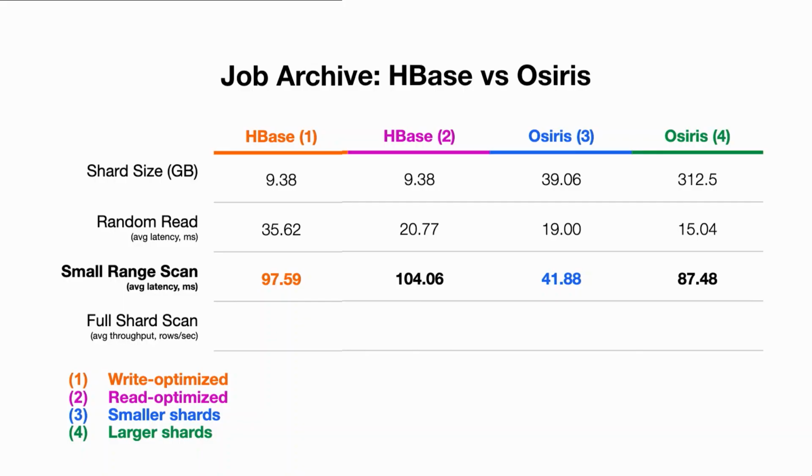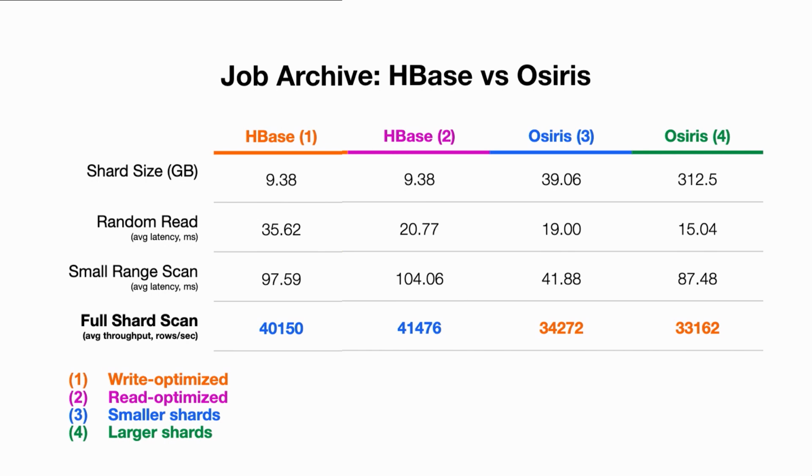Whereas in Osiris, because we are able to get that trade-off, we used a bucket size of around 1,000 in our job archive, which means that for small range queries of a couple thousand jobs, we get great locality. We only have to look at a couple shards, so our latency is much lower. And the final test we did was throughput of a full shard scan measured in terms of rows per second.